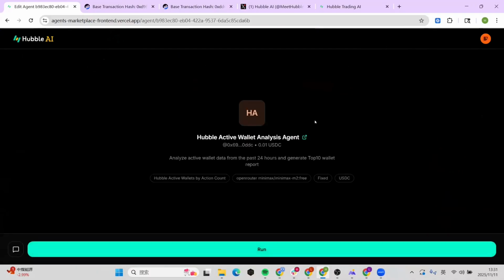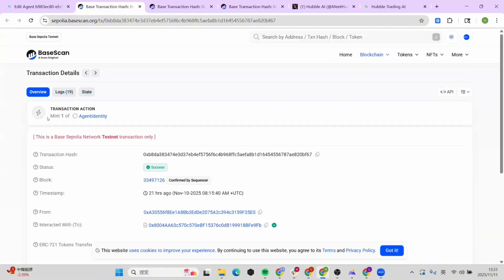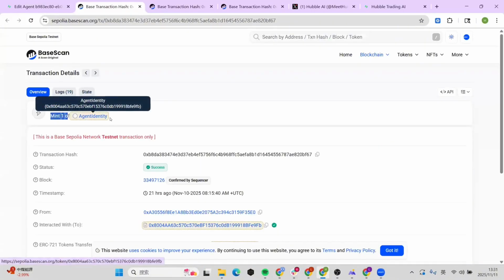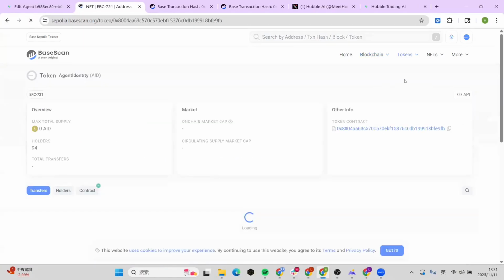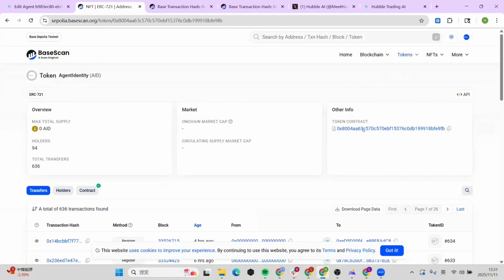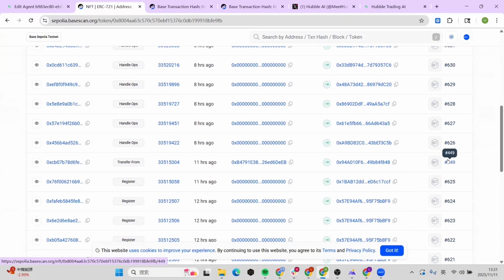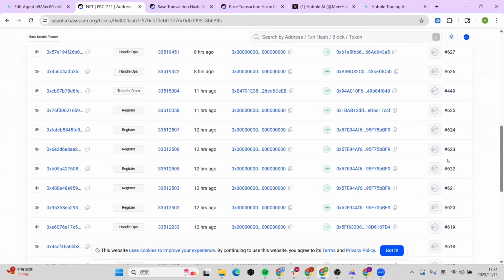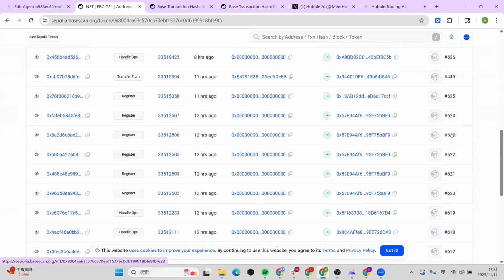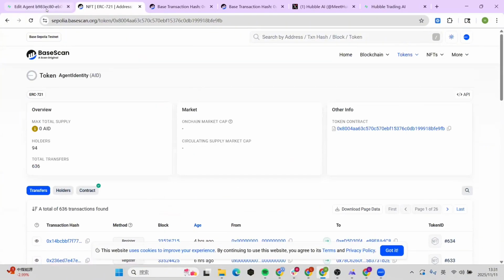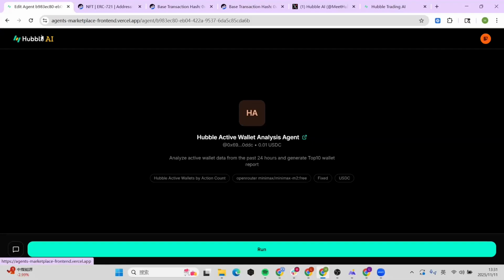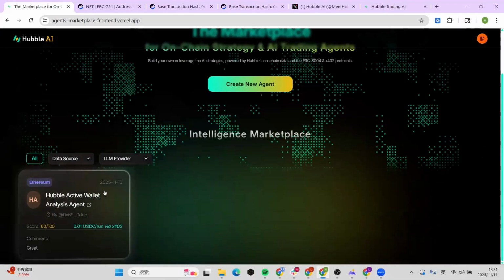In short, you can see this is the agent creation transaction. It mints one agent identity. This agent identity is an NFT series created by Marco, and you can see there are different registrations of the NFT, and each NFT is an agent under the demo NFT series created by Marco. I'm not sure whether I answered your question.